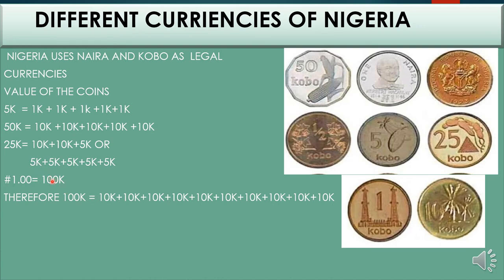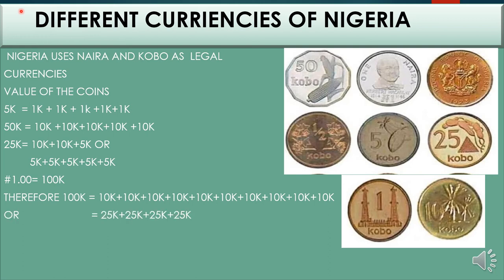And 100 kobo will now give us what? 1 naira. That means if you bring 10 of 10 kobos, I would give you 1 naira. That is the value for your money. If you bring 10 of these 10 kobo here, I will give you 1 naira. So you can imagine coming with 10 of these, and I'll just give you 1 of these 1 naira. Isn't that wonderful?